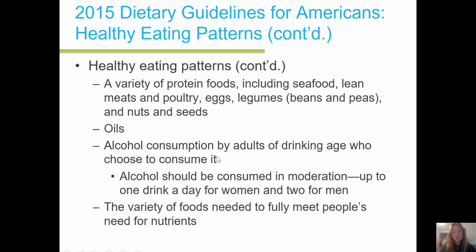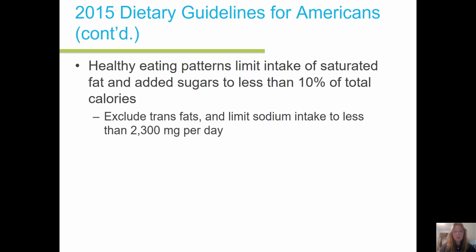Alcohol, obviously, limiting our consumption to moderation. Alcohol can actually be really good for us. So 1 drink a day for women, maybe 2 drinks a day for men is what we would recommend for moderation. And then, of course, as far as added sugars, we want to limit our intake of added sugars to no more than 10% of our total calories.